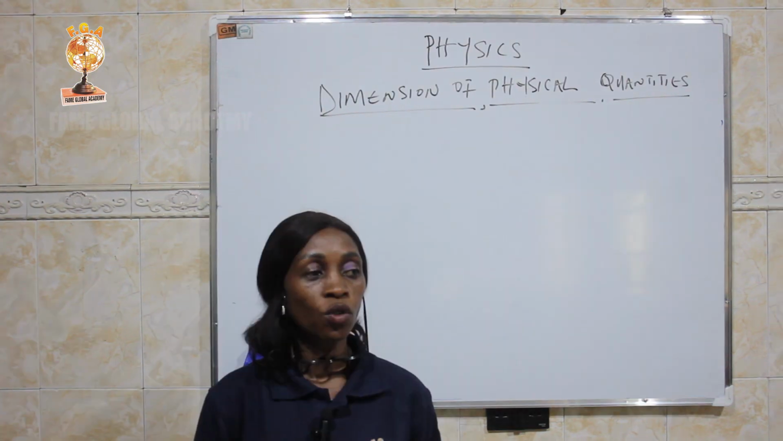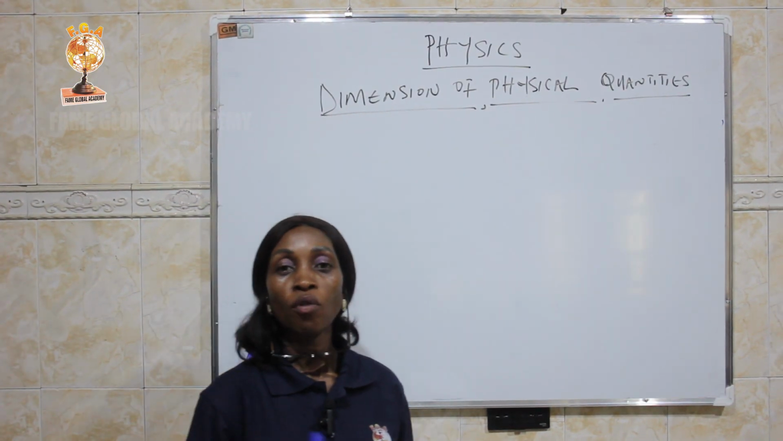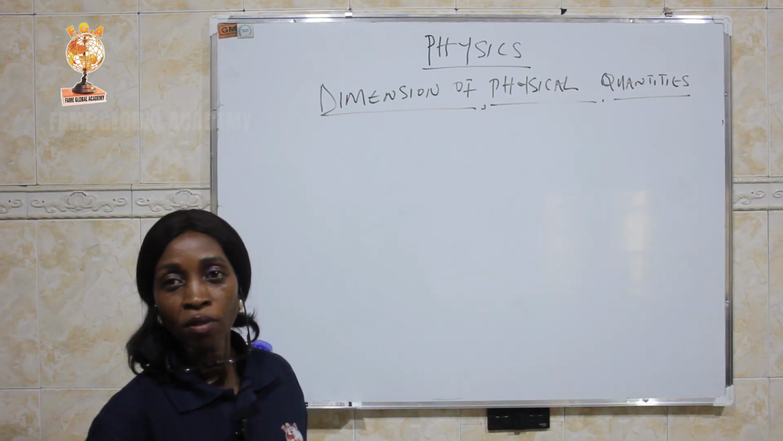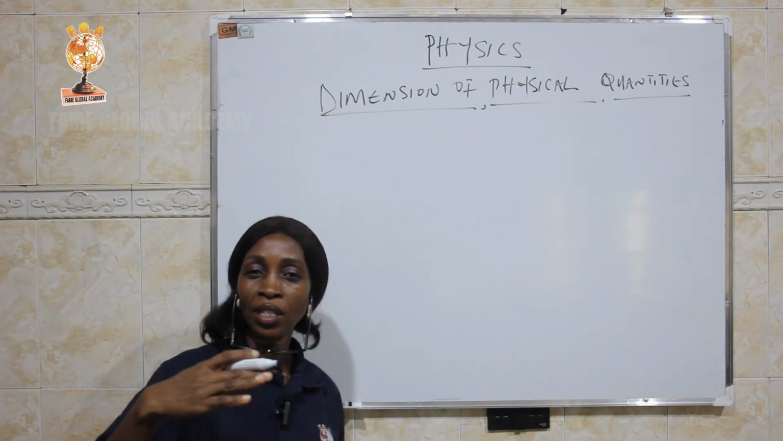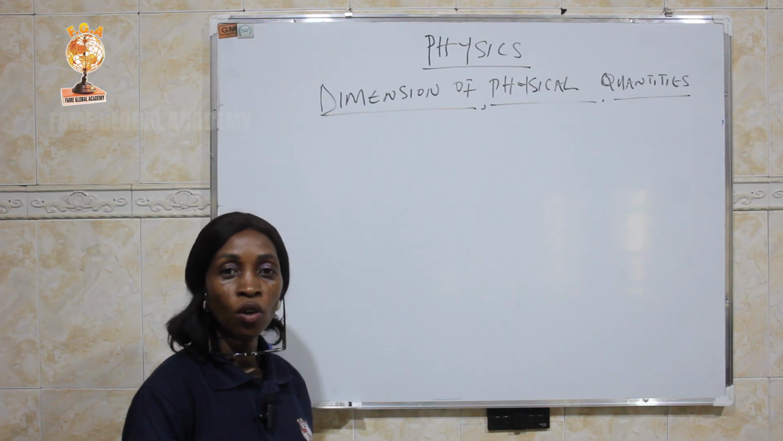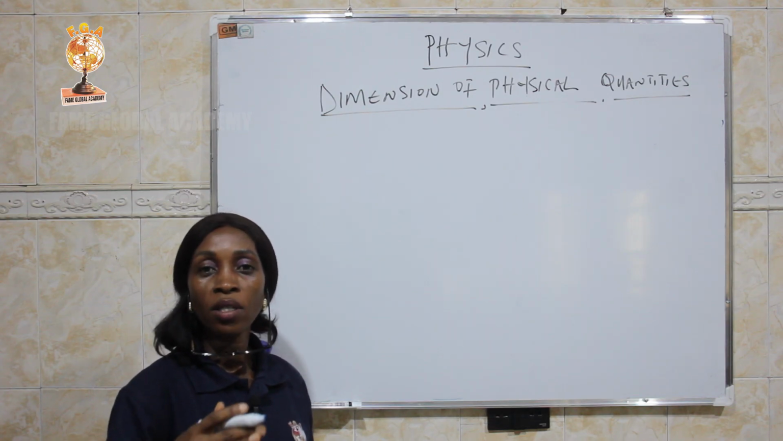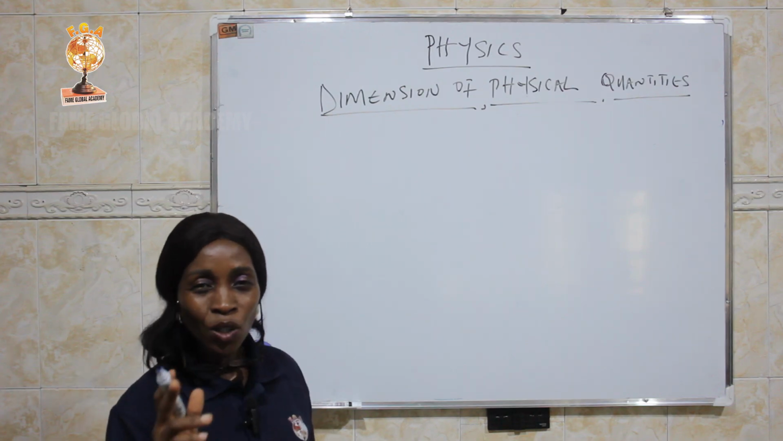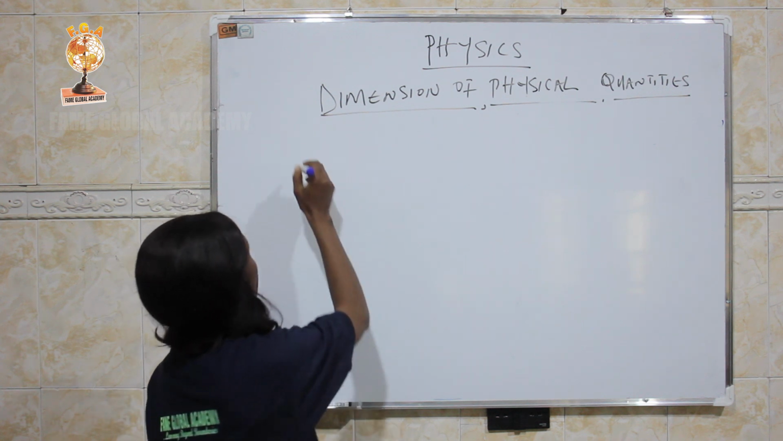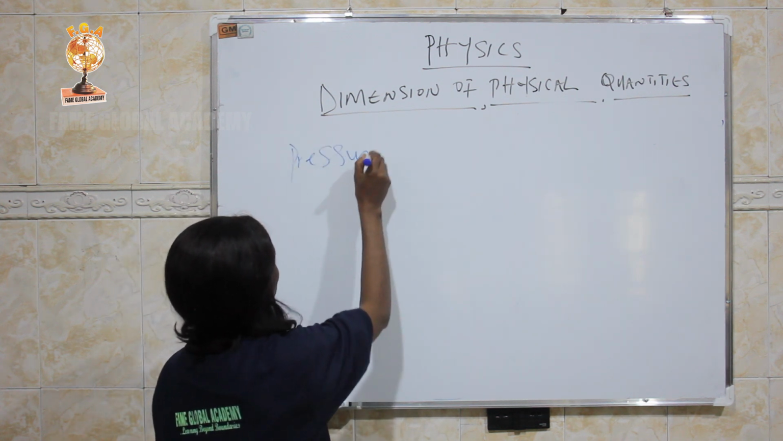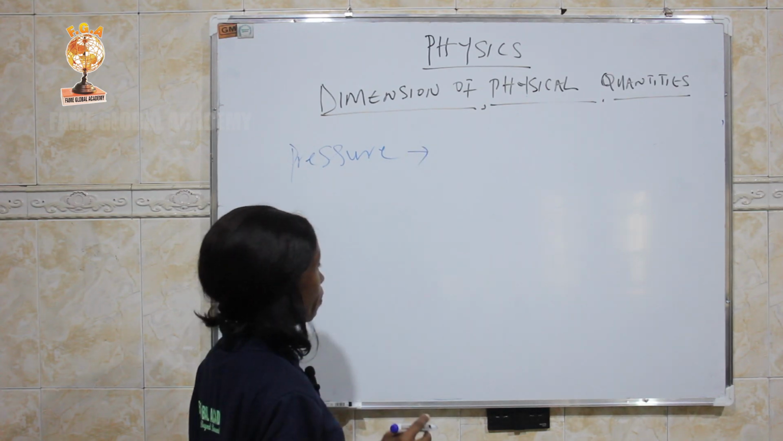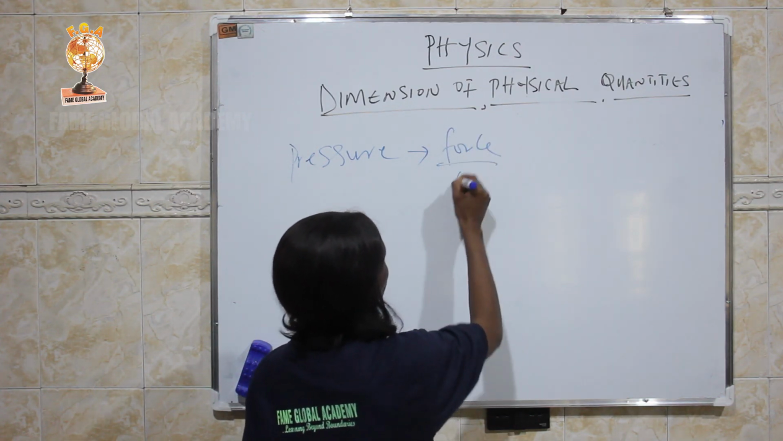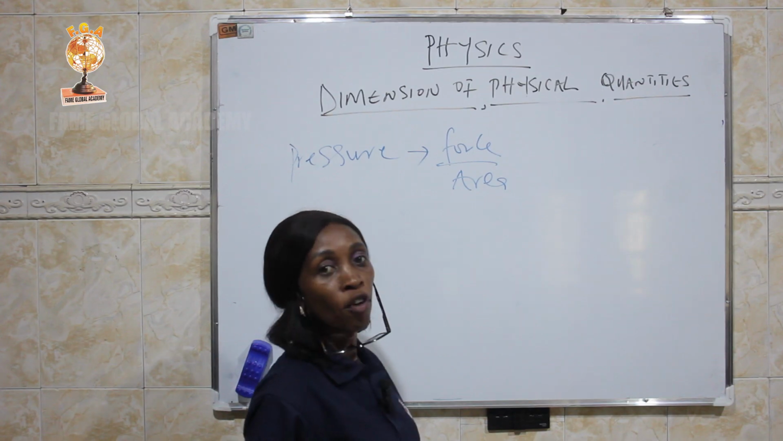So let's continue. We have talked about the dimensions of force, density, acceleration, work, energy, and power. Now let's talk about pressure. Pressure is force over area. Now this is the formula for pressure.